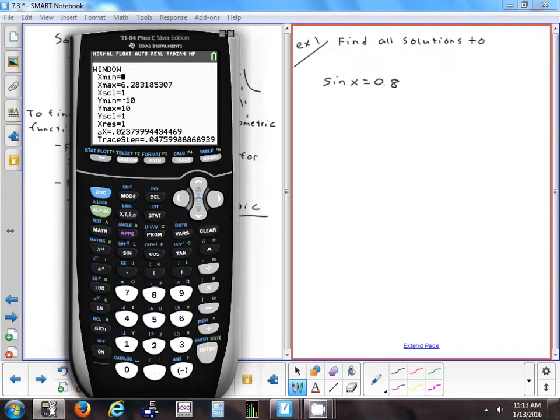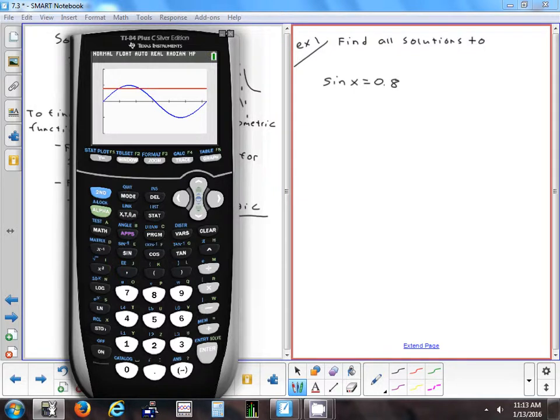What's my period for sine? 2 pi. So this window is going to work fine. I don't think the y min and max need to be that big. What would be good values for those? 2, -2. Yeah, let's say -2 to 2. Okay, and remember, we are in radians. And here are our two answers. We already know the quadrants they should be in. Quadrant 1, so it should be between 0 and 1.57, and quadrant 2, so between 1.57 and 3.14.